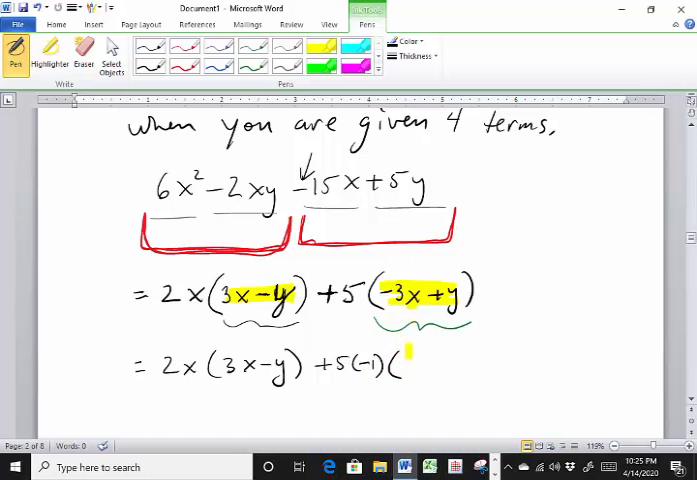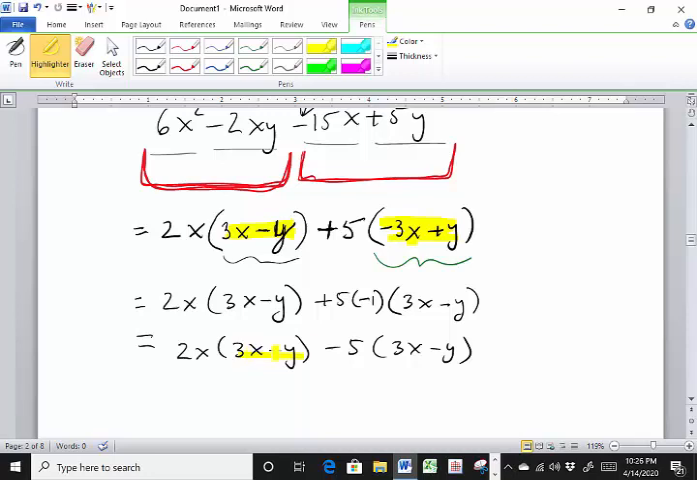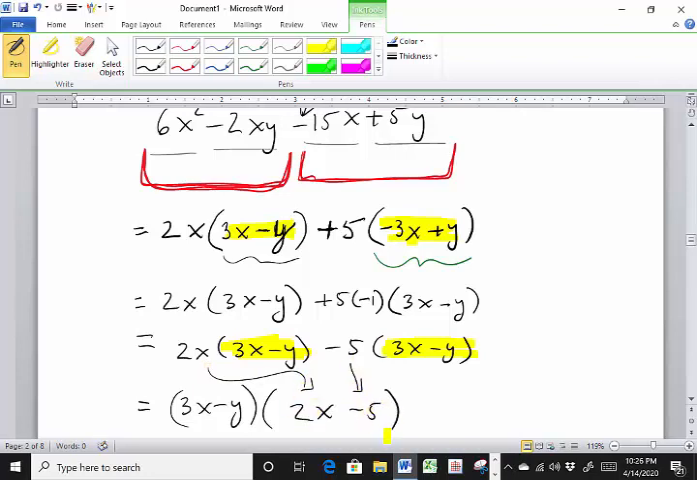If I take out a negative 1, negative 1 times what gives me a minus 3x? Well, that's going to be a plus 3x. And a minus 1 times what gives me a positive y? Well, that's a minus y. So 5 times negative 1, just rewrite this, is negative 5, and then we have 3x minus y. Now, after all that manipulation, we have common and common, so that's my GCF. 3x minus y is my common factor, and that's times your 2x, and then your minus 5.